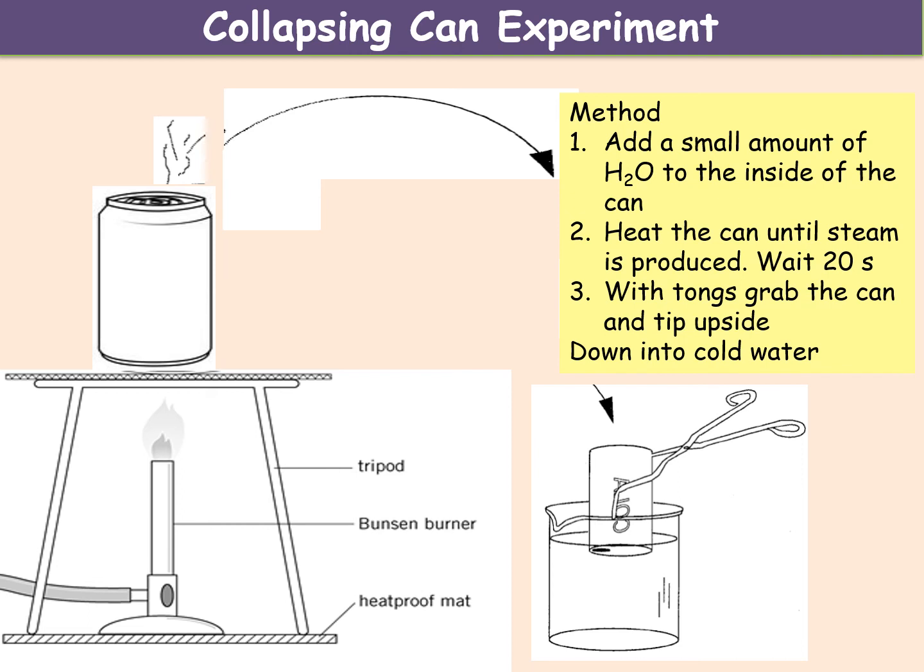So what we would do if we were doing this experiment is we would heat a can with a small amount of water inside until steam is produced, so we know that the water inside is boiling. Wait a few seconds, and then we're using tongs, because obviously the can will be hot, grab the can, tip it upside down into cold water. The reason we tip it upside down is because then the air inside cannot escape through the top, and we hope to see a rapid pressure change.